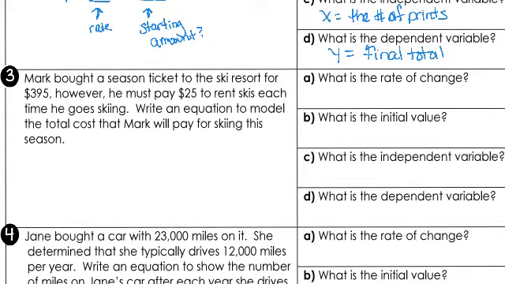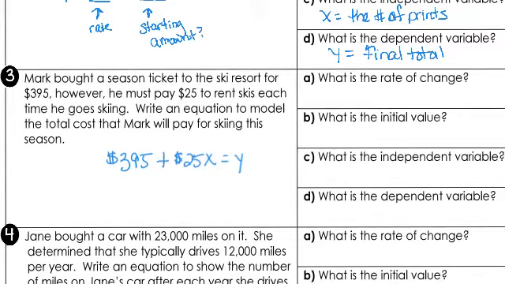Okay, Mark bought a season ticket to the ski resort for $395. However, he must pay $25 to rent skis each time he goes skiing. Write an equation to model the total cost that Mark will pay for skiing this season. All right, so which one of these is the one-time flat fee? Well, that would be the $395 that he's paying for his season ticket. Plus to that, he has to pay $25 per X, per the number of times he has to rent skis.